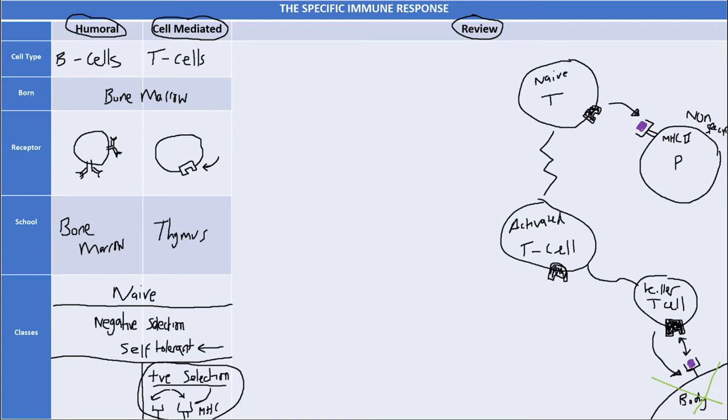The second cell that my activated T cell can turn into is a memory cell. A memory cell.